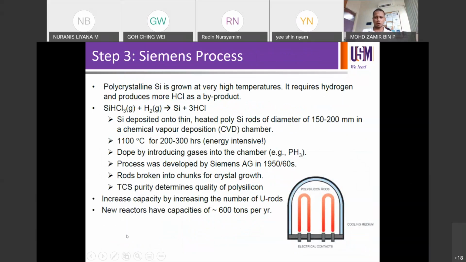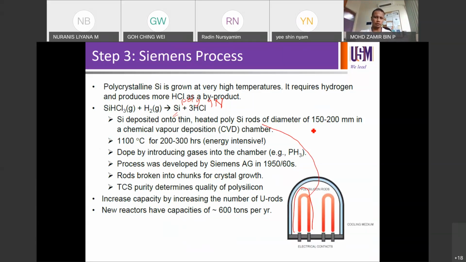And then the last step is called the Siemens process, the very last step, where the purified trichlorosilane is going to be reacted with hydrogen to produce polysilicon. So this one will be polysilicon 9N, poly 9N, right? So silicon is going to be deposited onto thin heated polysilicon rods. So this is the rod, the polysilicon rods, the big ones. We're going to see in the next slide the image of the rods.